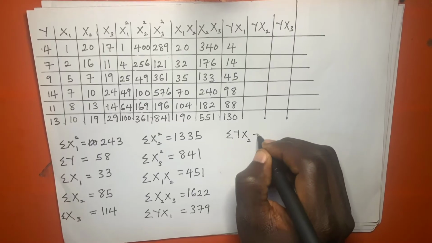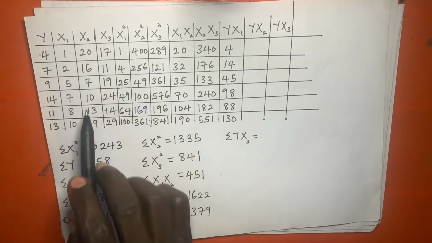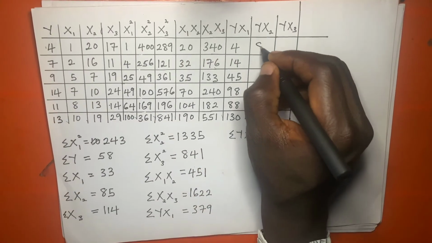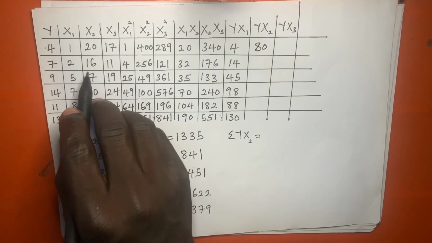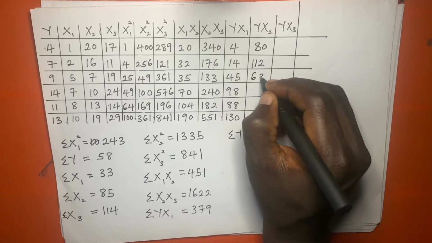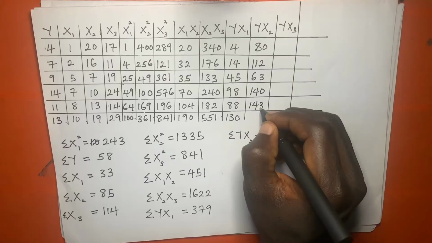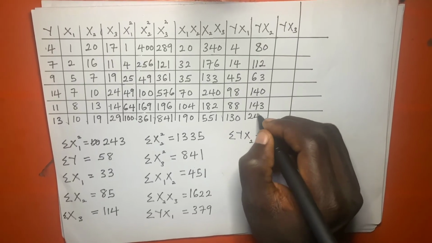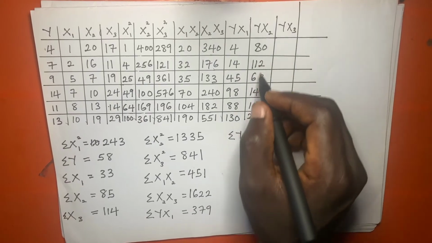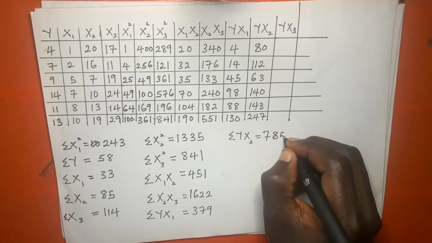Then we have summation yx2, that is this column multiplied by the corresponding value of this column. So 4 times 20 will give us 80. 7 times 16 gives us 112. Then the rest 63, 140, 143, 247. You can confirm 20 times 9 gives us 237. If you add all of this together, we're going to have 785.